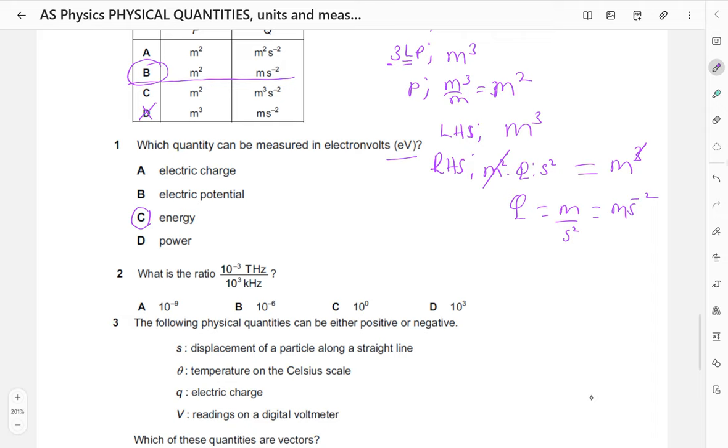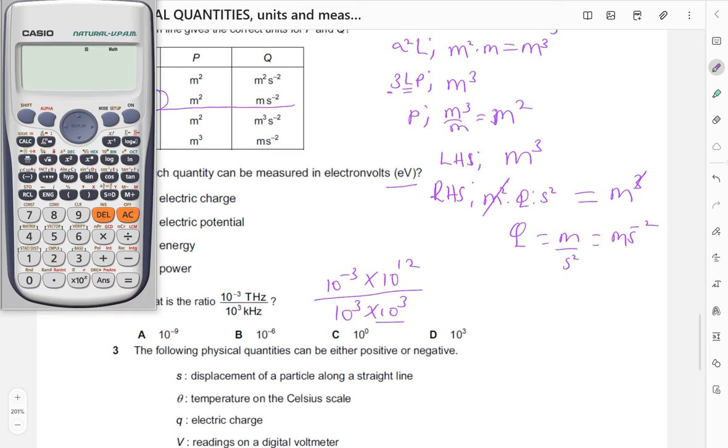What is the ratio? 10 power negative 3 tera, 10 power negative 3 tera is times 10 power 12, divided by 10 power 3 kilohertz. So 10 power 3 times 10 power 3, because kilo is 10 power 3. So what is that ratio? Oh, where is my calculator?